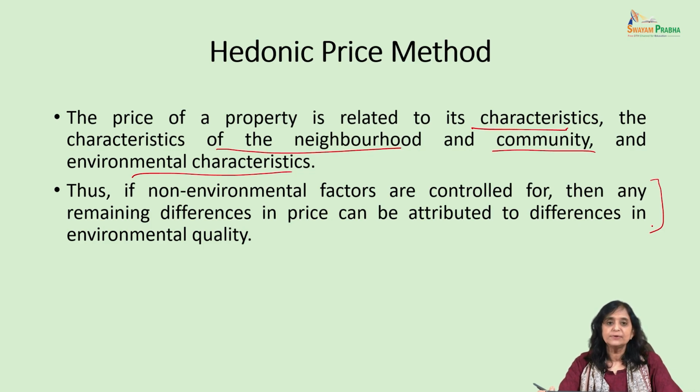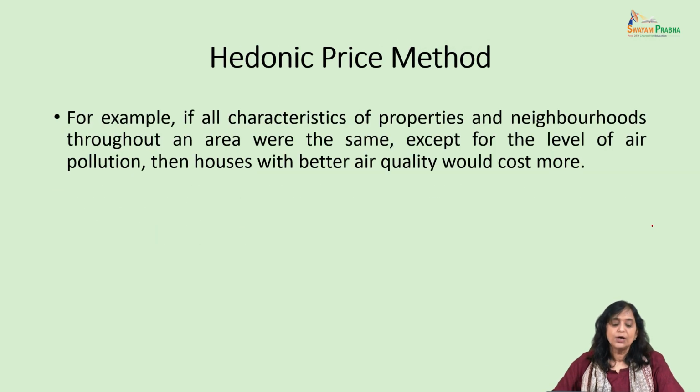If, for example, we are trying to see the price of house A and house B, which have similar structural and neighborhood characteristics, but the type of environment in which they are situated is different, and there is a difference in price because of that, we can say that this has happened due to the difference in the environmental quality. So, I will give you an example for this method that we have been discussing, that is the hedonic price method.